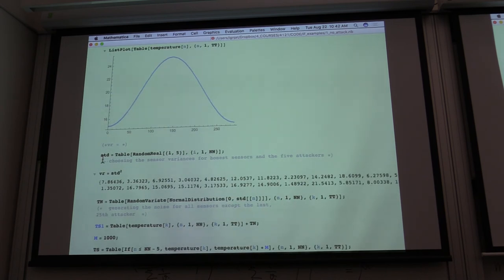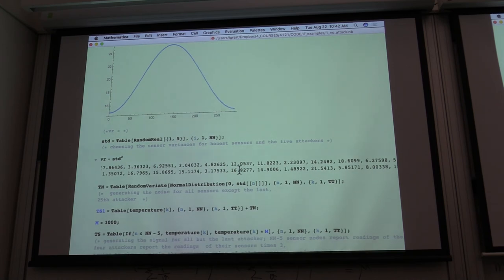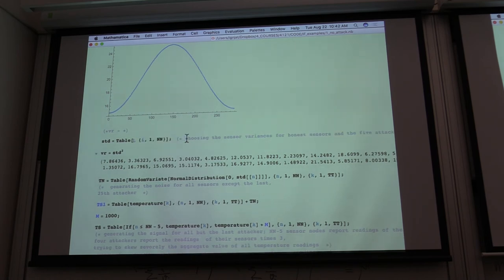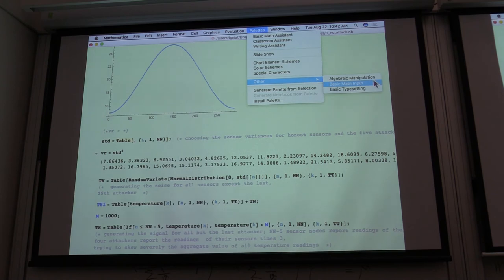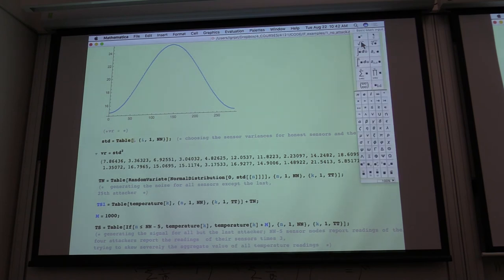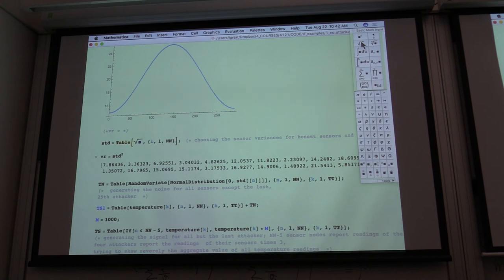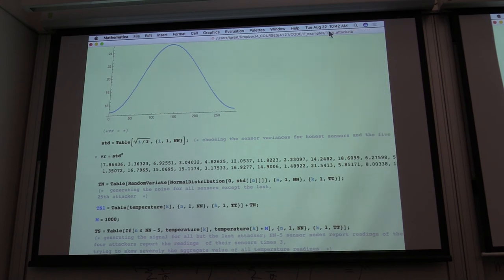Experiment, so we will, okay, let's say instead of random real, we will change this into square root of i divided by 3. I think this was okay. So let's run it.